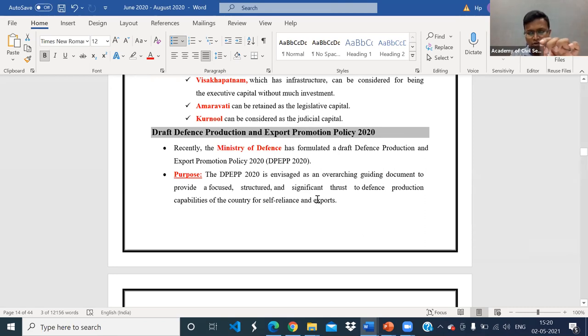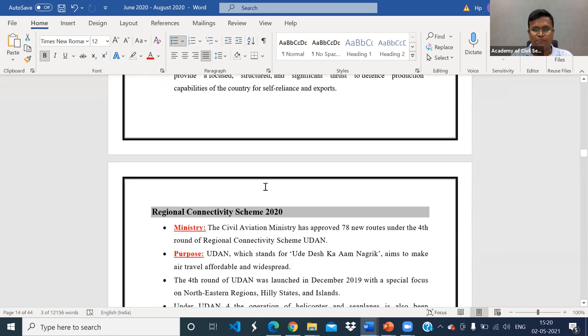I will give you a detailed note. Here I have given the summary. You can also find the detailed terms and conditions on Google, because sometimes a question might come: which of the following statements are correct regarding the Defence Production and Export Promotion Policy 2020? I will give detailed notes to all of you. I have already appointed one person to prepare the detailed note on this topic. When it is prepared, I will share it with you all in the group.